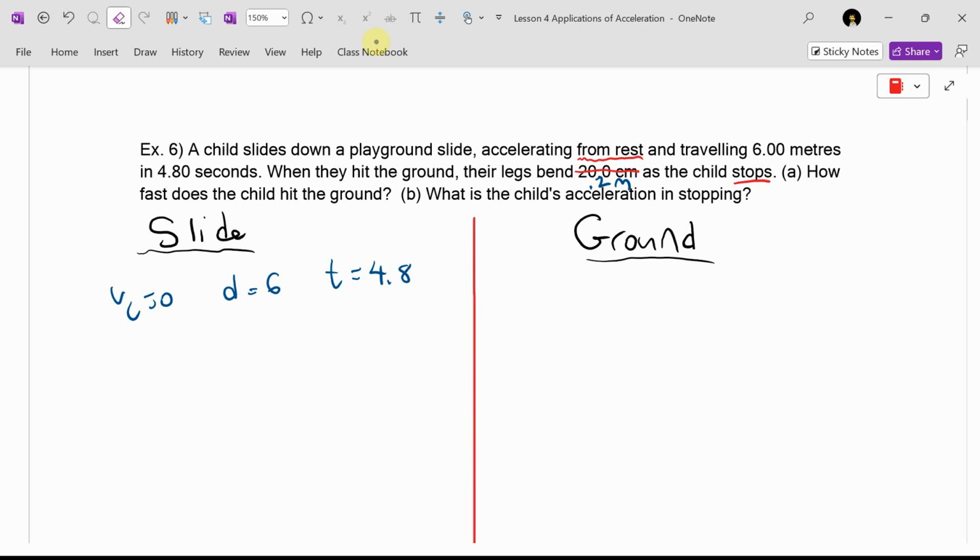Keep reading. When they hit the ground, I think the rest of this is going to be on the ground. Their legs bend 0.2 meters. So on the ground, I'm going to say D equals 0.2. And the child stops. I'm going to say VF equals 0. Now I'm going to read the question, part A. Christian, what does A want me to find?